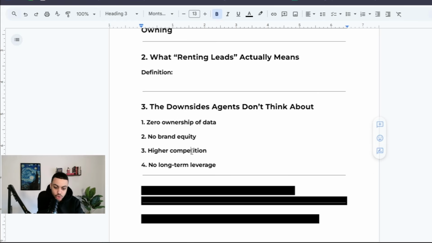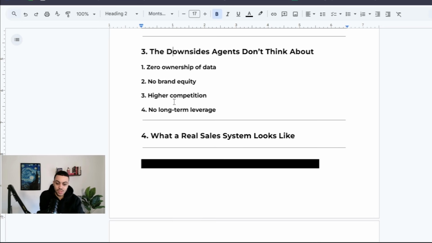Okay, and also higher competition. The homeowner that you're calling today, 5 or 10 other agents are calling them at the same time because they have the same access, so you don't have any advantage, and no long-term leverage.